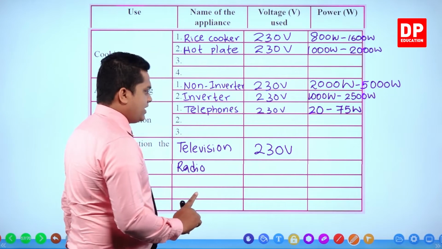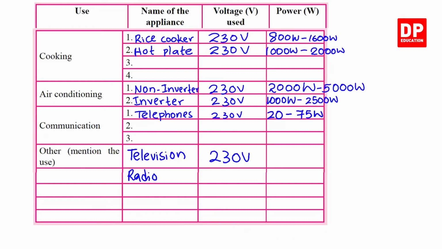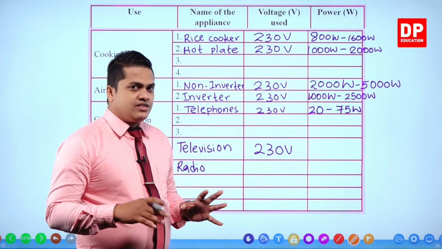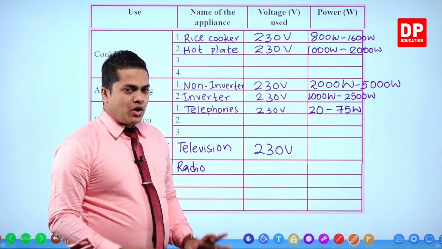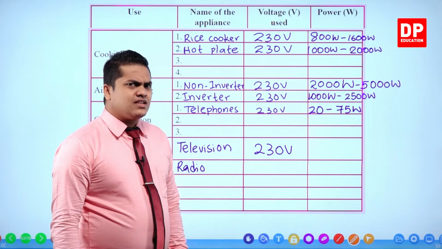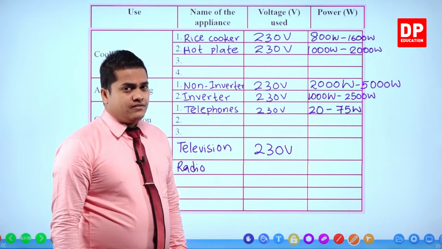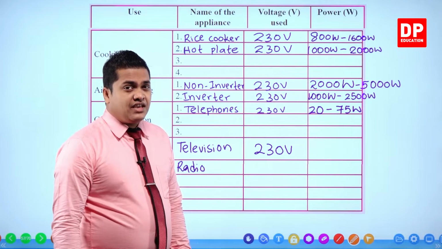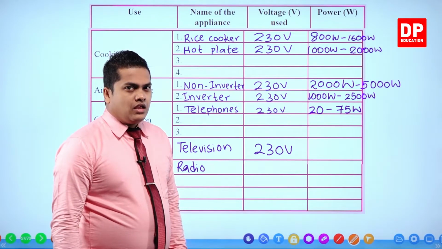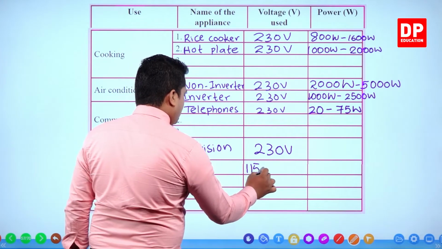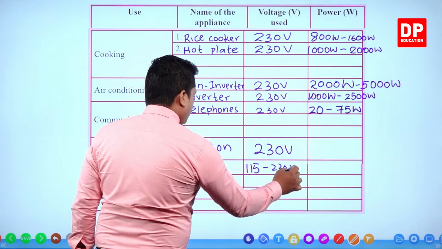In a radio, my dear children, the specialty is that these are not being printed on the usual radios nowadays. All of these things are made up to 230 volts. However, there are some smaller radios which are flexible for 115 volts as well. So I'll mention these things as 115 to 230 volts.